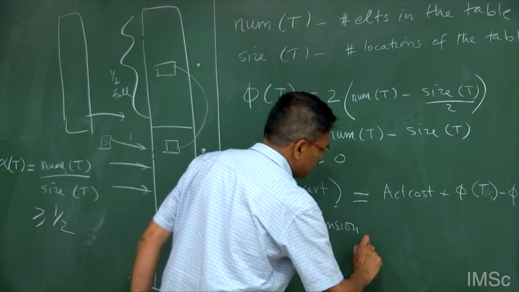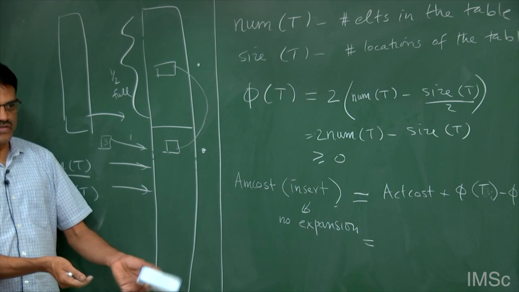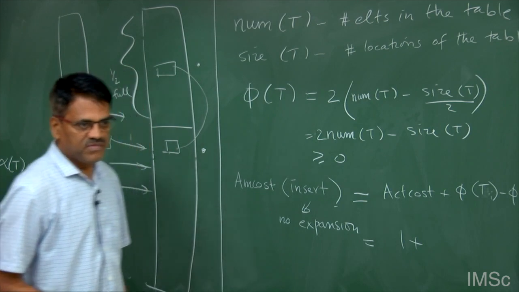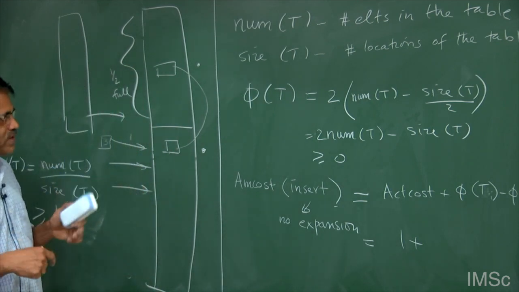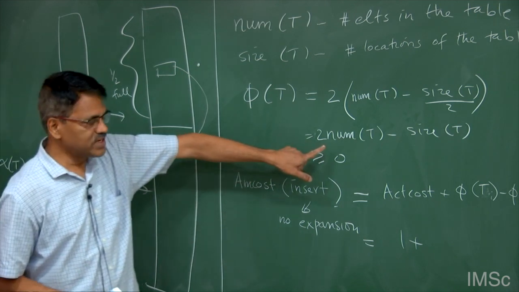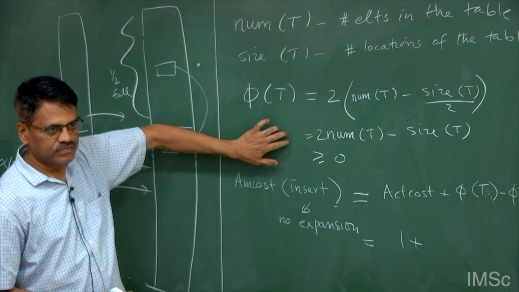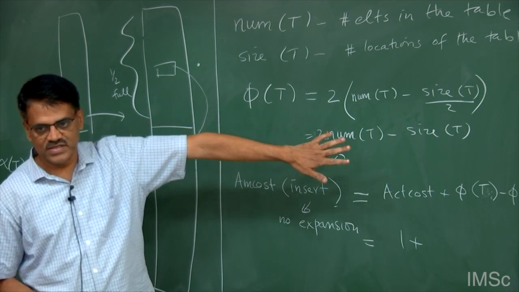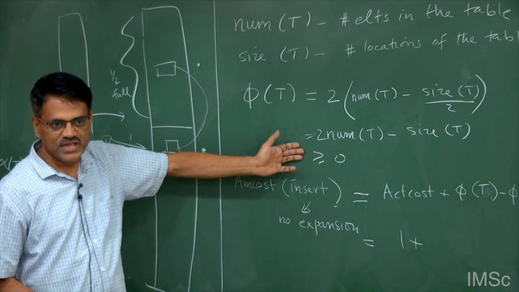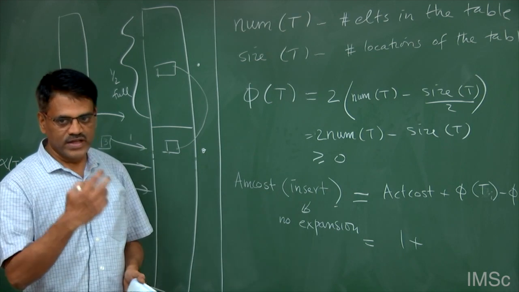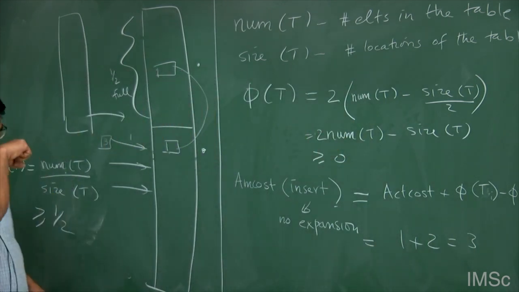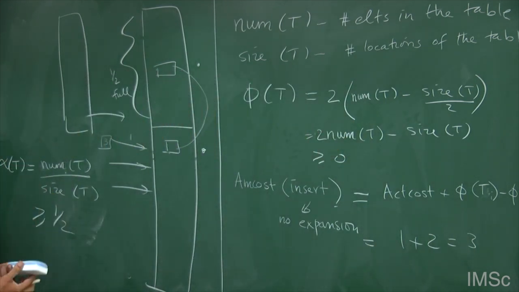So what is the actual cost? 1, because it's an easy insert, just one insertion I'm doing. And what happens to the potential difference? Table doesn't change, but the number of elements increases by 1. This is the potential: 2 times number of elements minus the table size. Table size doesn't change, so they cancel out. 2 times number of elements changes, so the potential increases by 2. So it's 2. Okay. Let's look at the expensive operation.